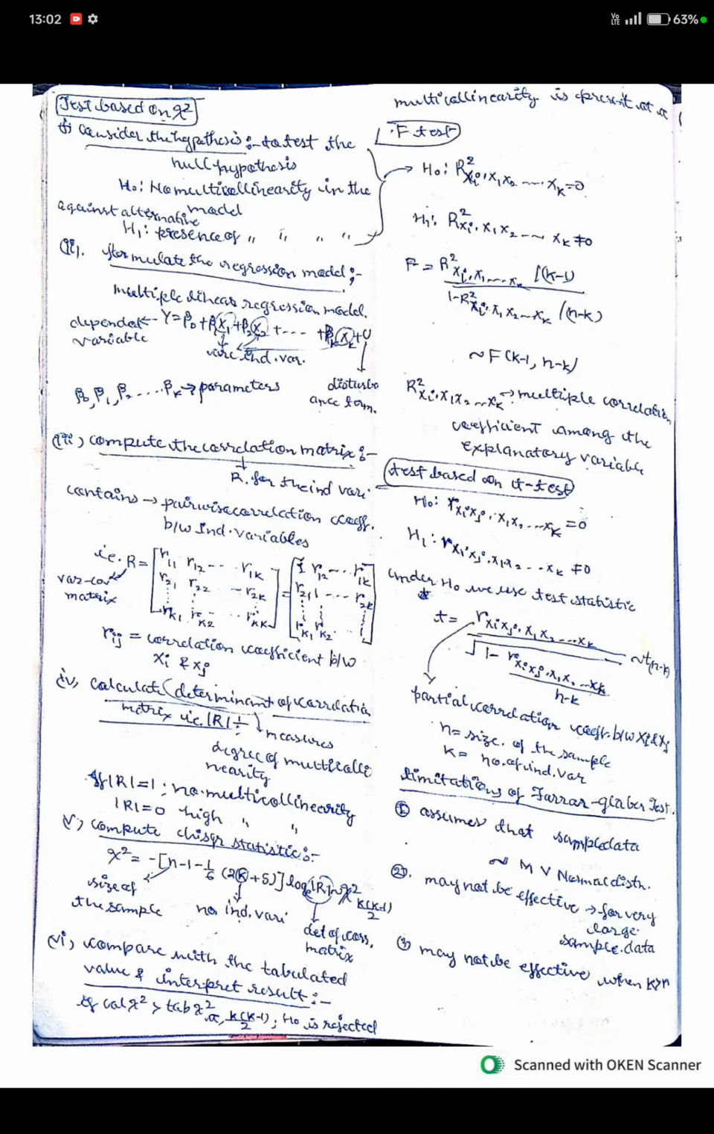Multicollinearity is present at alpha degree, alpha size. F test: H naught, consider the same hypothesis, R square xi dot x1 x2 and so on xk equals 0. H1: R square xi dot x1 x2 and so on xk not equals 0. F equals R square xi dot x1 x2 and so on xk by k minus 1, over 1 minus R square xi dot x1 x2 and so on xk by n minus k, which follows F with k minus 1 comma n minus k. R square xi dot x1 x2 and so on xk is the multiple correlation coefficient among the explanatory variables.